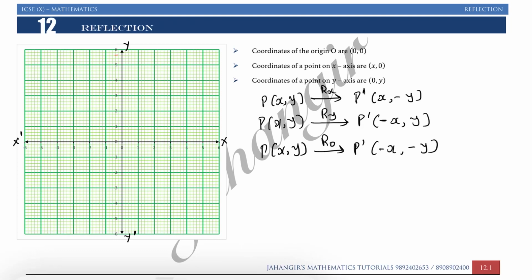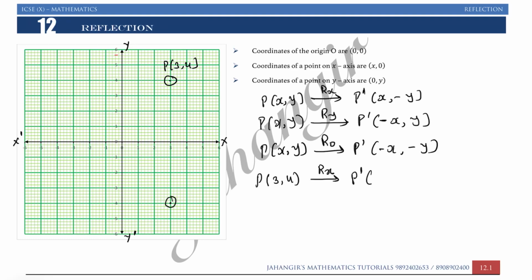So let us see, this was the single transformation. If I take a point P as 3 comma 4, first I will reflect it in the x-axis, so I will get 3 comma minus 4.